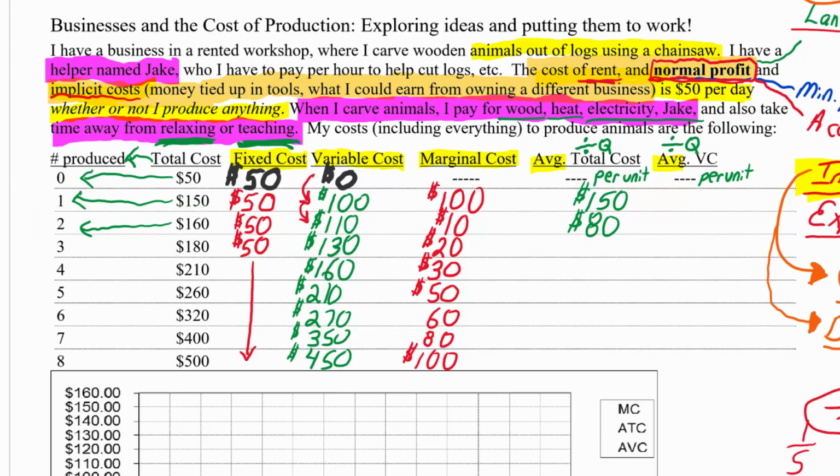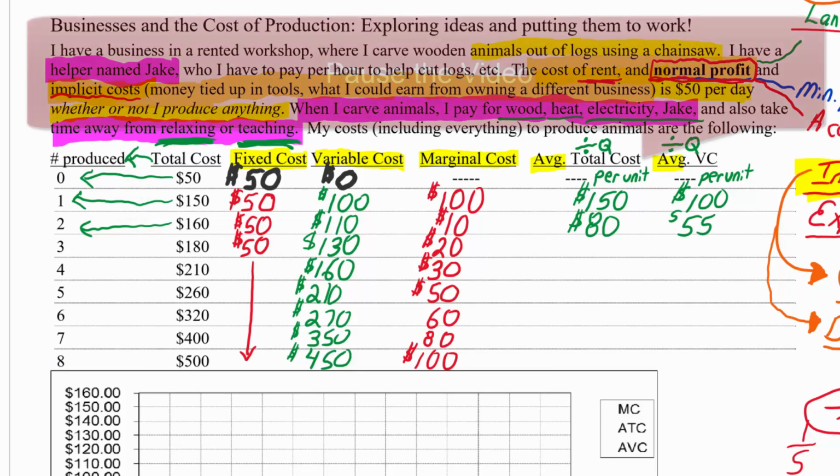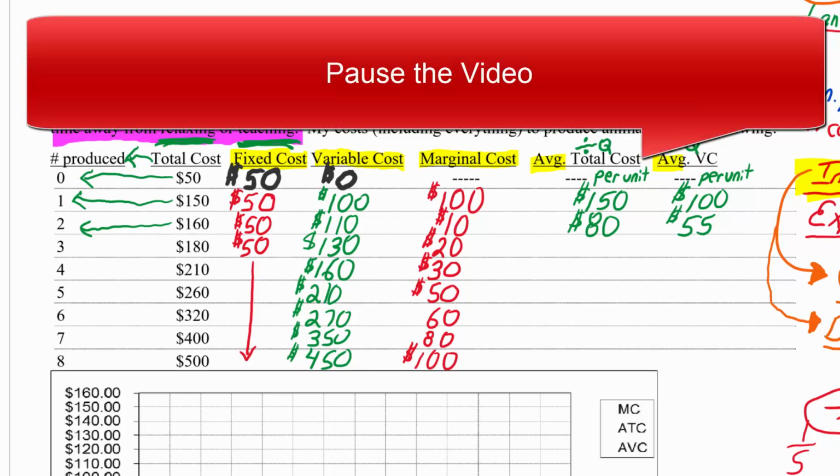Similarly for variable cost, we just want to look at the labor and materials cost per unit. We take those variable costs, 100, 110, 130, and divide them by the quantity we're producing. So 100 divided by 1 is $100 per unit spent on variable costs. 110 divided by 2, $55 per unit spent on variable costs. Take a minute and fill out the rest of your table.